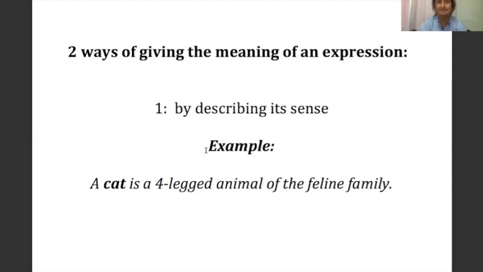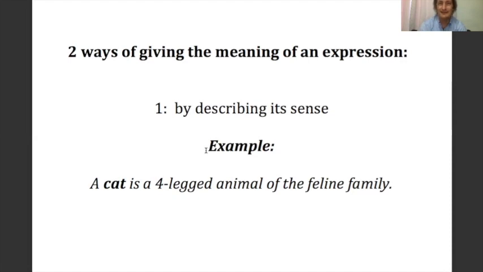That's maybe not a bad definition for feline, but if we defined a cat as a feline, and then we defined a feline using the word cat, we have a circular definition.